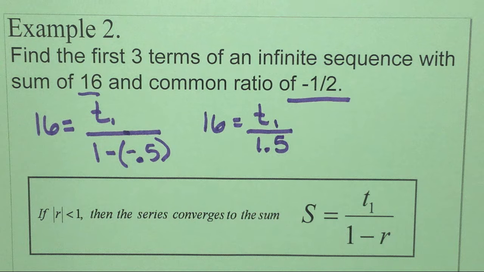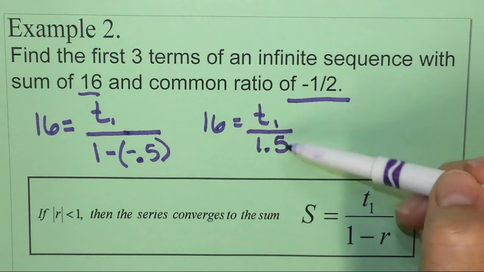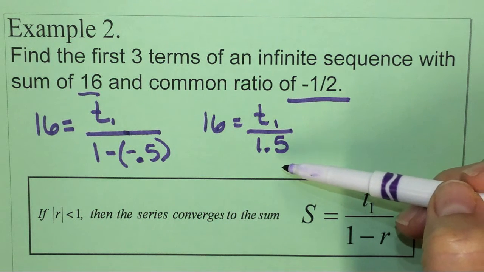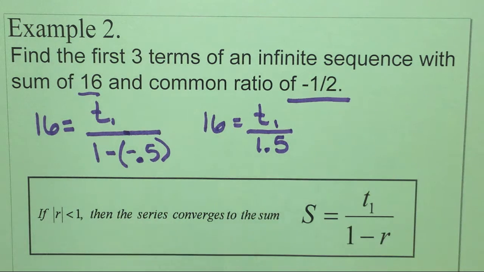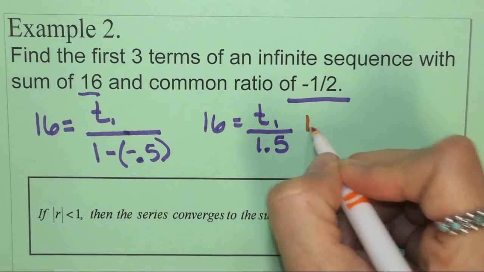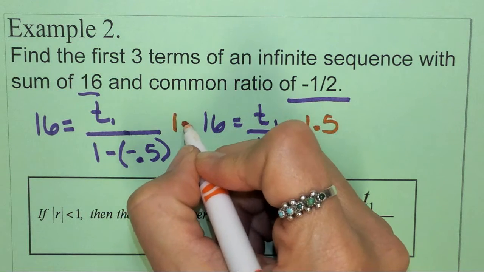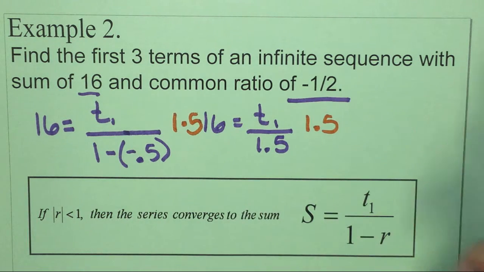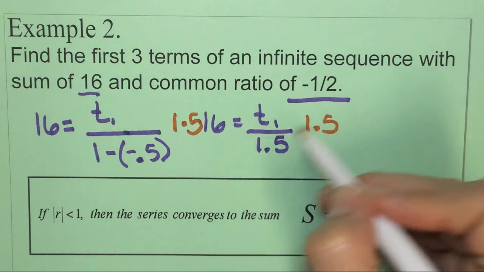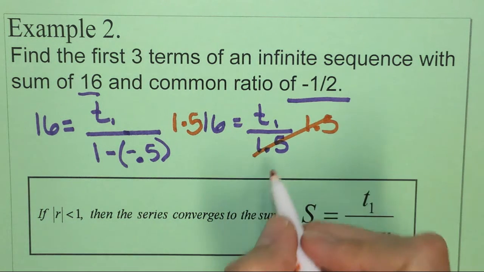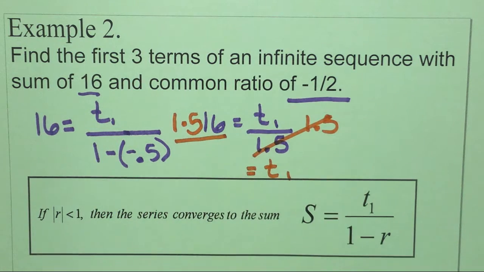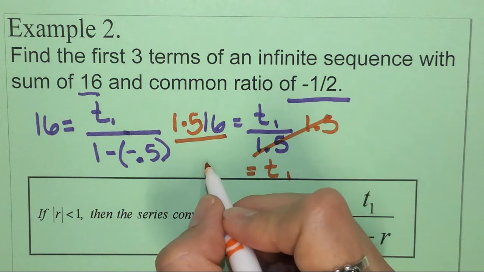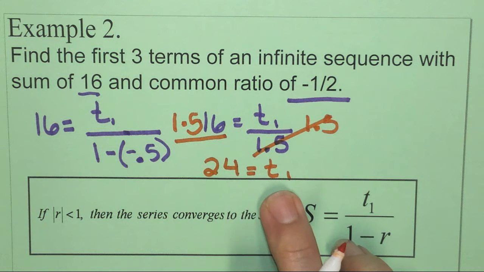Okay, so algebra 1 here, guys. This says T1 divided by 1.5. So what do I do if I'm dividing to get it by itself? Multiply. And what am I going to multiply both sides by? 1.5. So I'm going to multiply this side by 1.5 and the other side by 1.5. What's going to happen to the 1.5s over here? They're going to cancel. So T1 is going to equal, what is 1.5 times 16? 24.